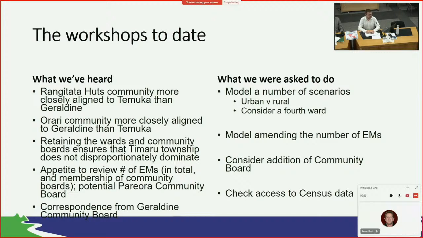Now, to be clear, none of this is decided, set in stone. This is just what we've heard previously and what we're able to discuss today. What we understand we were asked to do, based on the previous workshop, was model a number of scenarios, including an urban v rural split, and consider a fourth ward, model amending the number of elected members, considering the addition of a community board, and check access to census data. So these are some of the tasks that we've gone away, amongst others, and that we aim to present to you today.